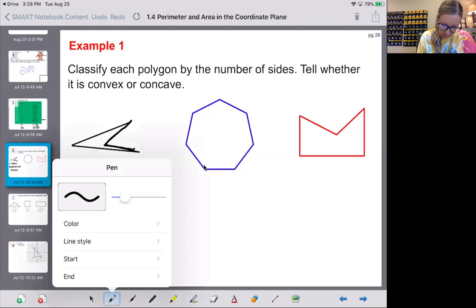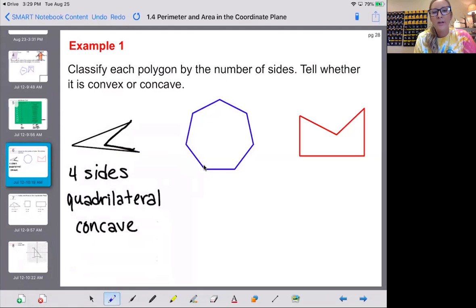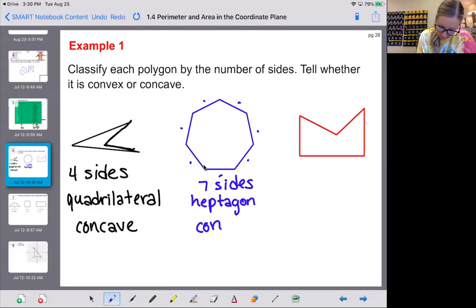All right, let's do the next one. The next shape is this blue shape here. We have 1, 2, 3, 4, 5, 6, 7 sides. So what is that polygon called? So again, check your list. That is called a heptagon. Okay. And then convex or concave. So hopefully you're noticing all of the vertices are pointing outward from the shape. So that is convex.